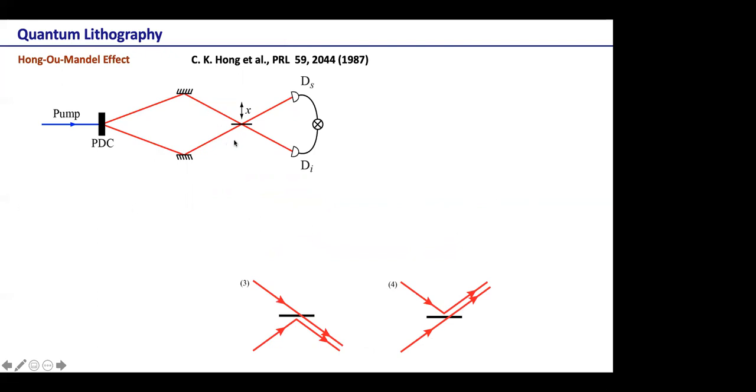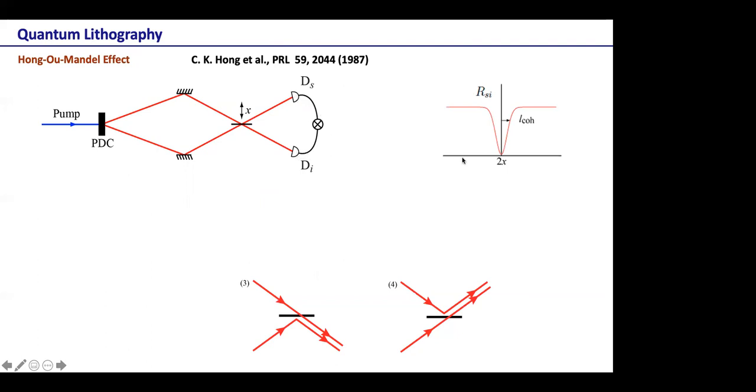That means if two entangled photons arrive simultaneously at a beam splitter, then they both either go this way or go that way. This is also called the bunching of photons. If you look at these two photons in coincidence, that means you detect one here and simultaneously detect the second one, that's called a coincidence event.